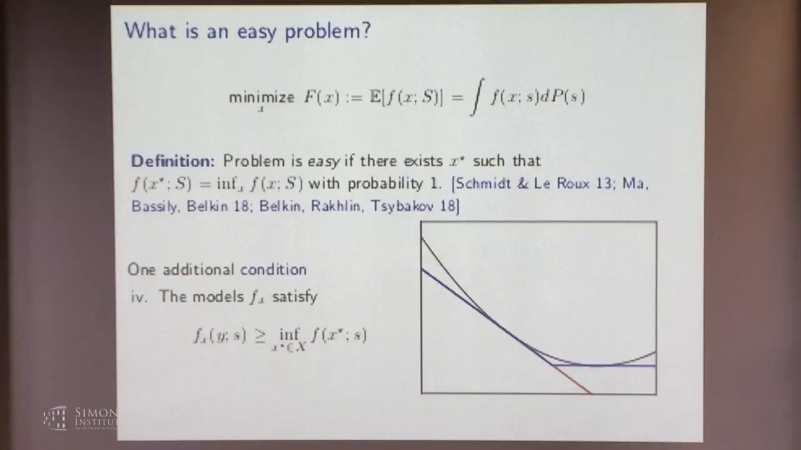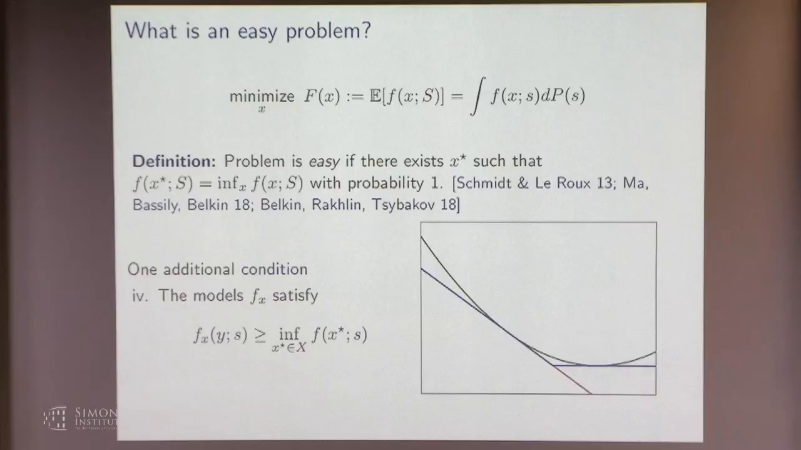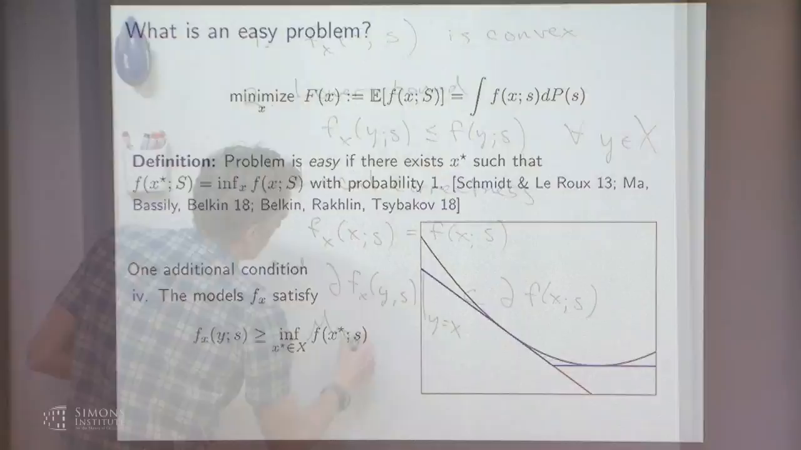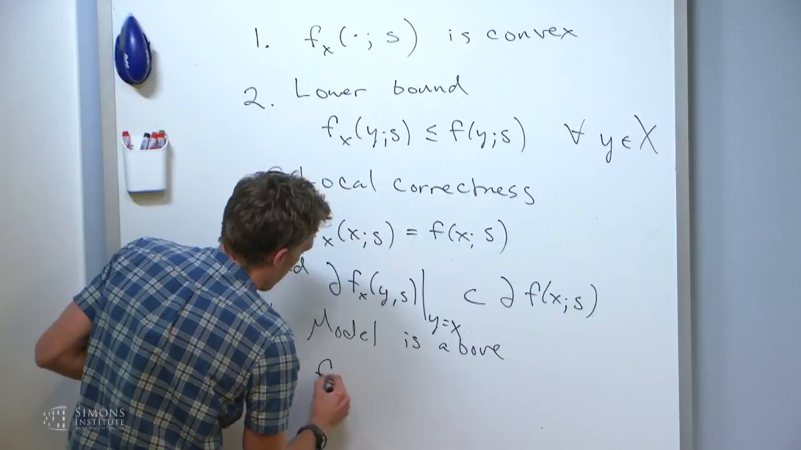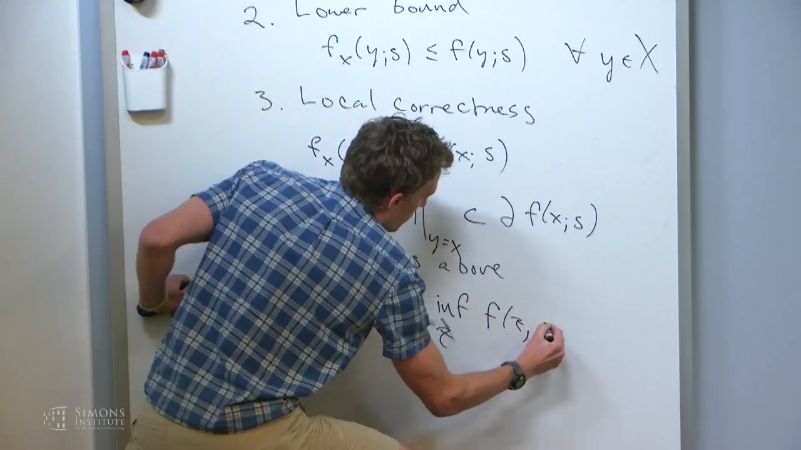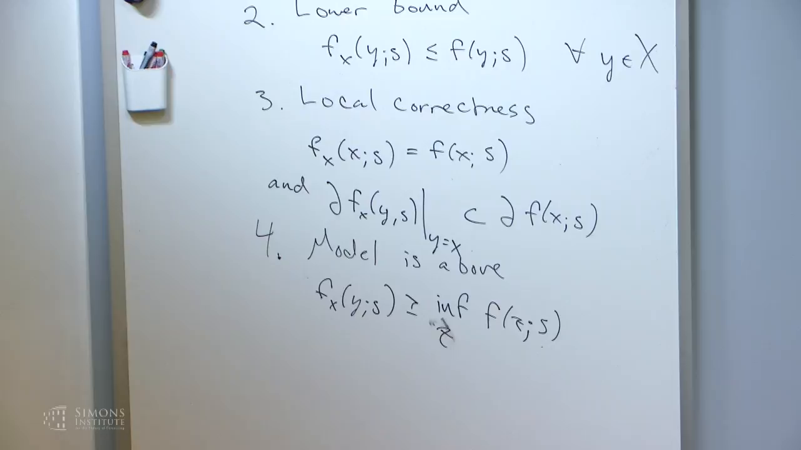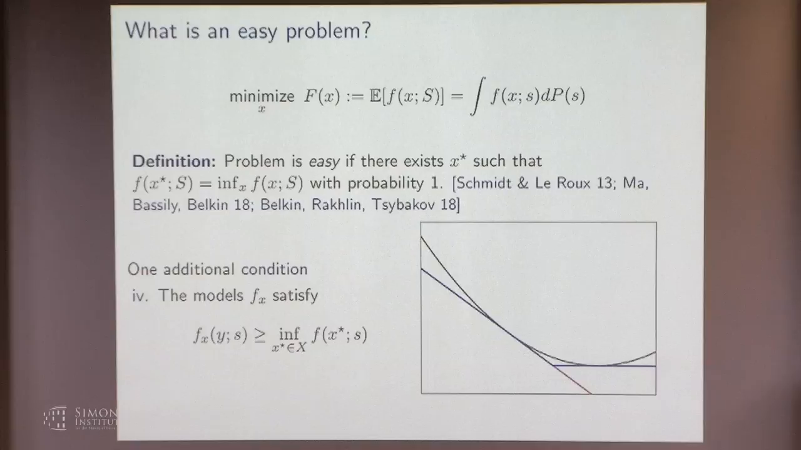In addition to my conditions 1, 2, 3, I'm going to have condition 4, which is that my model is always above the minimal value of the instantaneous loss. F of x, y, s is always greater than or equal to the infimum over all z of f of z, s. So if you have a squared error, say linear regression, then 0 is this value. For most machine learning problems, 0 is this value. You just know that your loss is minimized when it takes the value 0. And so I'm going to truncate all my models at this minimal value. So in addition to 1 through 3, I'm going to have this fourth condition that you have the lower bound.